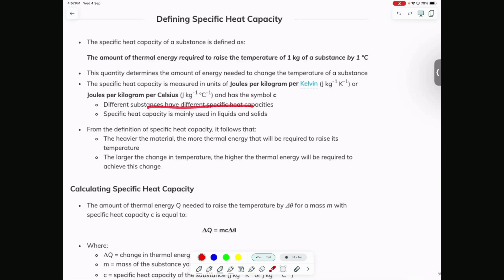Different substances have different specific heat capacity. Specific heat capacity is mainly used in liquids and solids. Gases are very difficult to apply, because when you're applying heat, you can't directly apply heat to the gas. It's also the environment that takes the heat, right? For heavier metals or materials, more thermal energy is needed, so they'll have a higher value.